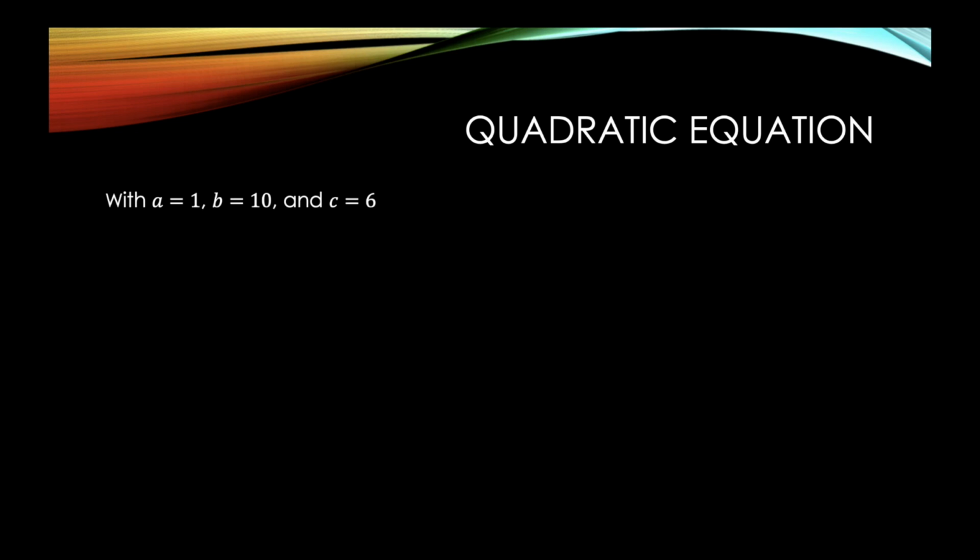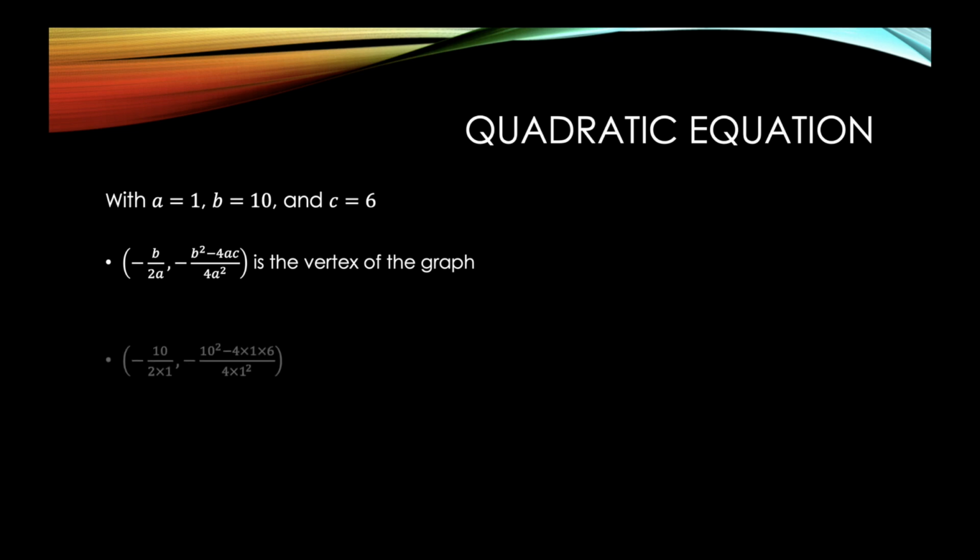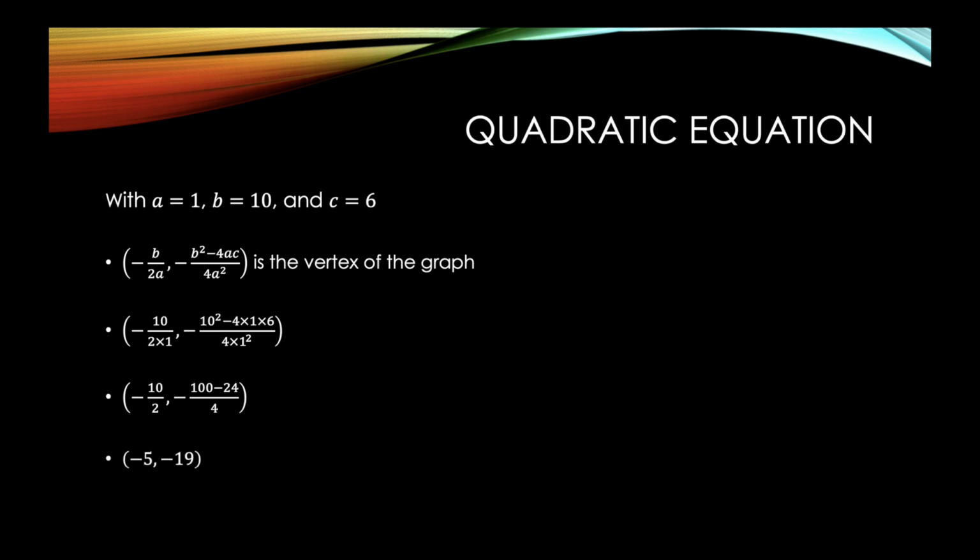Now, using the same numbers again, we can try and find the vertex of the graph. By putting in the numbers, you obtain minus 10 divided by 2 times 1, and minus (10 squared minus 4 times 1 times 6) divided by 4 times 1 squared. So you have minus 10 divided by 2, and you have minus (100 minus 24) divided by 4. The top bit is 76 again. So you have minus 5, and 76 divided by 4 is 19, so you have minus 19, and that's the vertex of the graph. That's exactly what we expected it to be as we completed the square earlier on in this video.